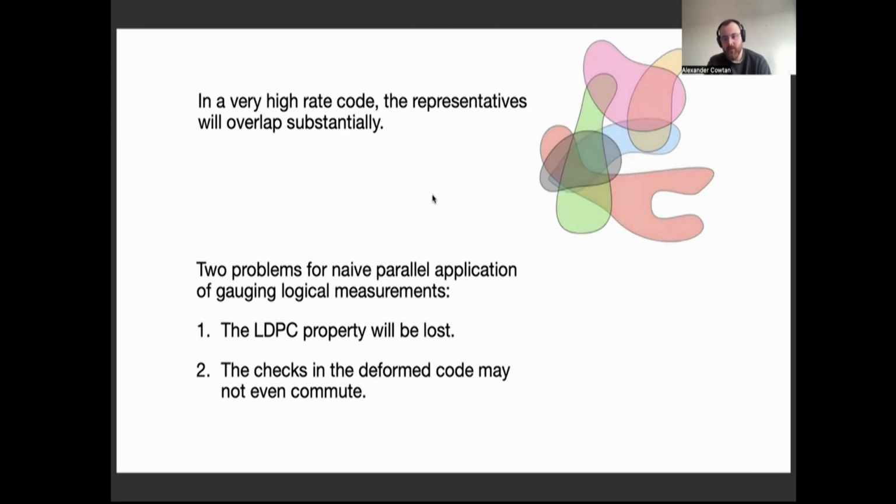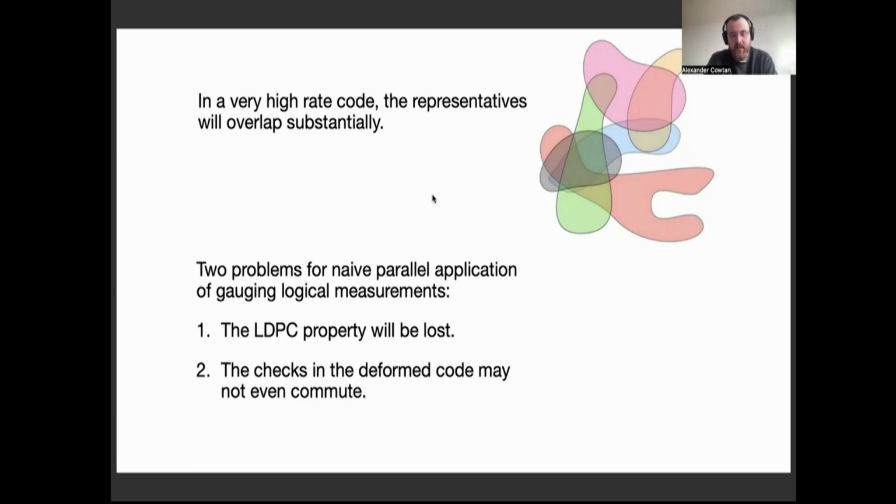But this is going to give you some pretty big problems in a high-rate code, because the representatives which you might want to measure are going to overlap substantially with one another. And this gives you two problems. Firstly, and most importantly, you might lose the LDPC property. In fact, if it's a high-rate code and you just glue these expander graphs in this manner, you're going to lose the LDPC property.